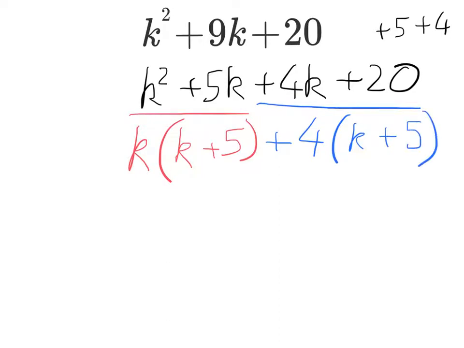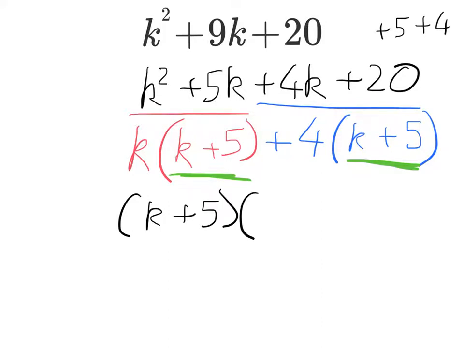Now, here's the important bit. I've got exactly the same bracket occurring twice. So really, what I can do here is take out another common factor. I've got a common factor of k plus 5. What have I multiplied k plus 5 by? Well, the first time I've multiplied it by k. The second time I've multiplied it by positive 4.